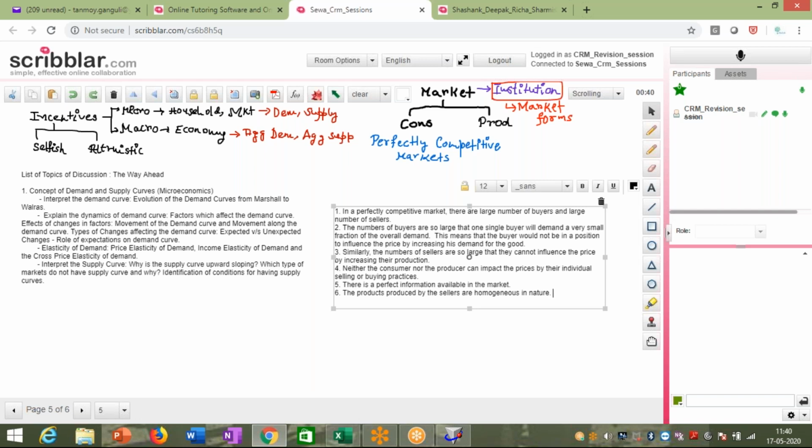right? Because if you have to make a market perfectly competitive, there must not be any brands, there has to be anonymity, and the products have to be absolutely homogeneous in nature, right? So these are the criteria which you must have when you are trying to think about microeconomics.